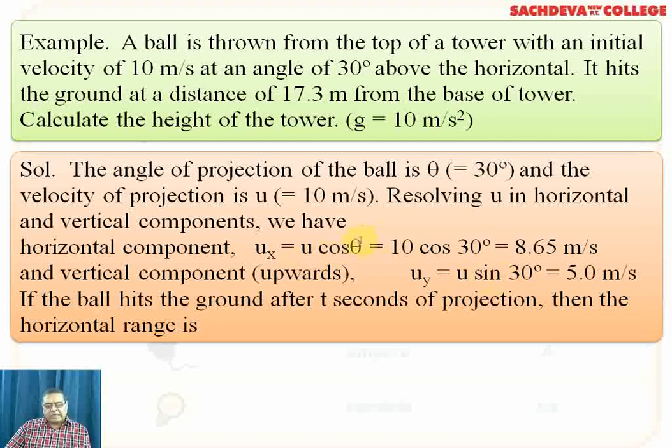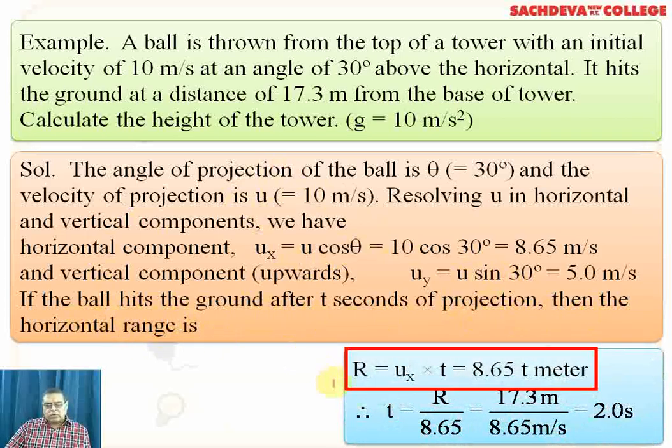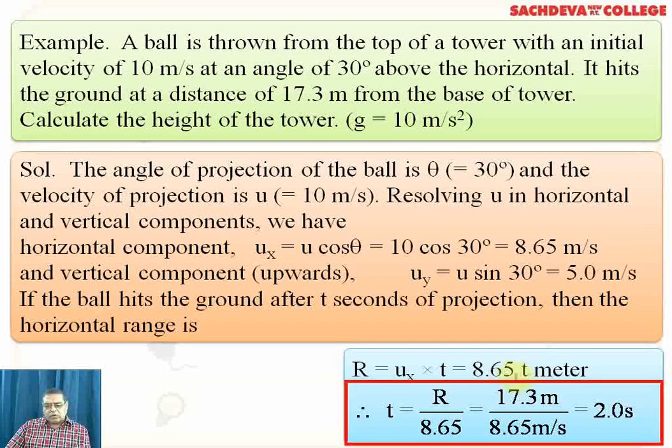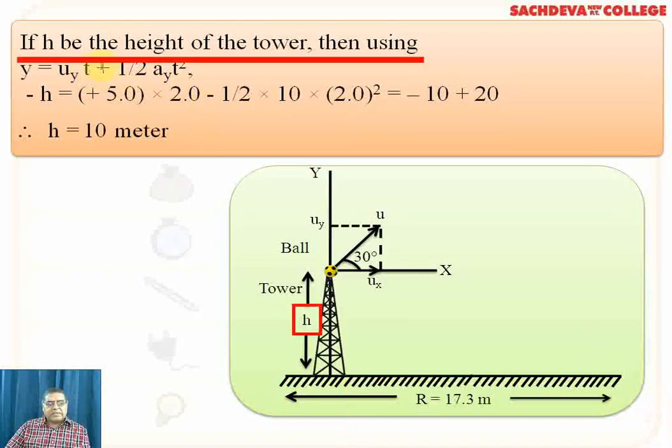If the ball hits the ground after t seconds of projection, then the horizontal range r is equal to ux into t. So t is known, ux is known. So t is equal to r over 8.65. The range according to the question is 17.3 and that is divided by 8.65 and the time is found to be 2 seconds.